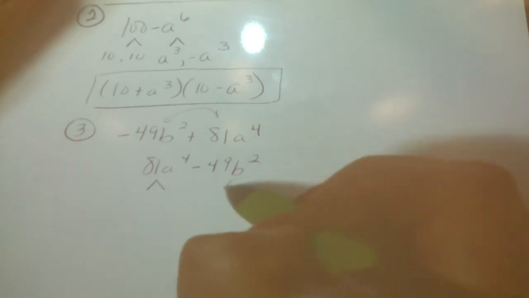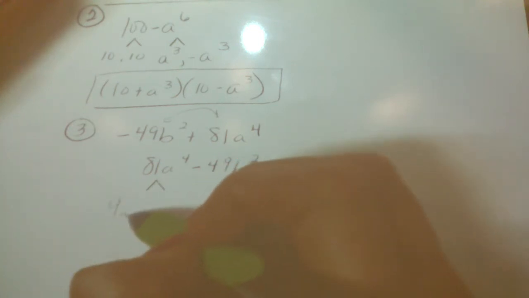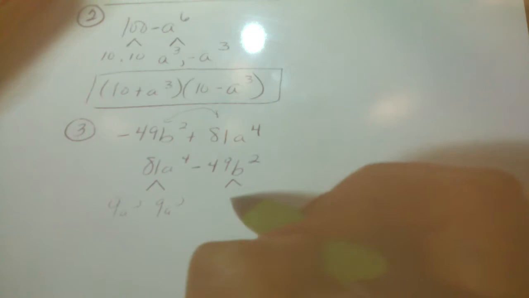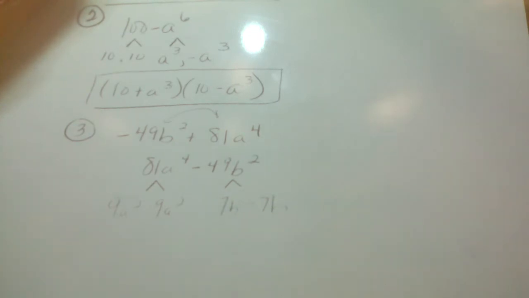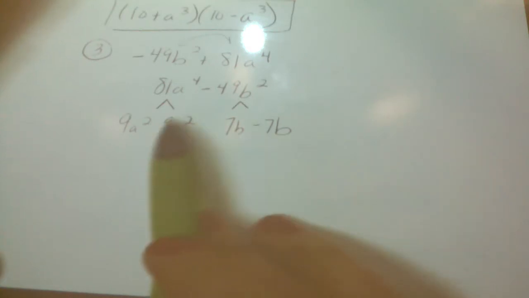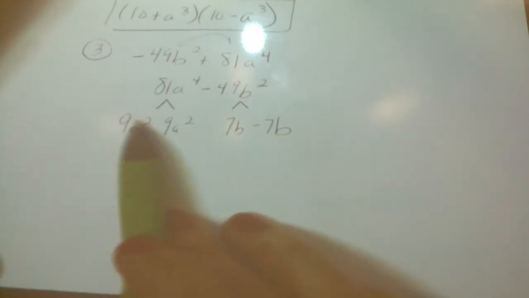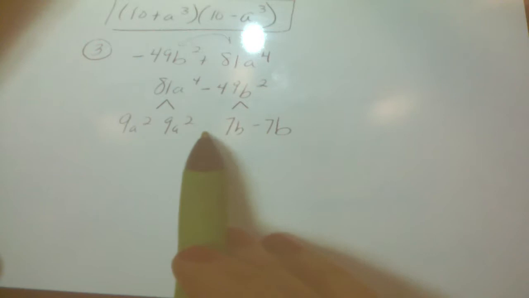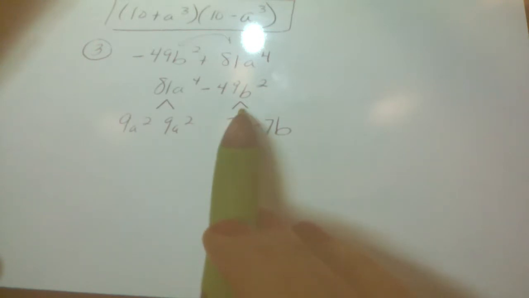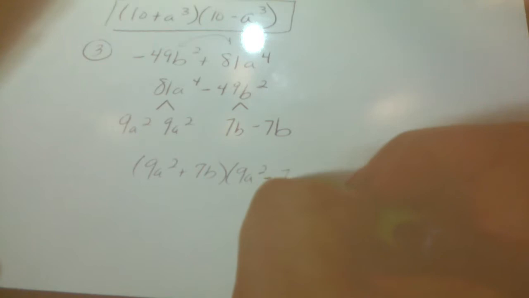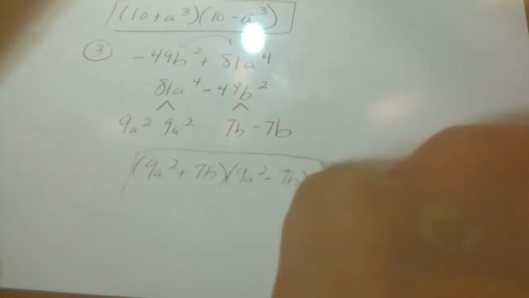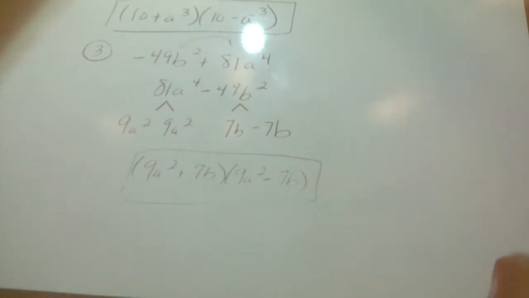Now I can do differences of squares. I've got 9a squared, 7b, and negative 7b. 9 times 9 is 81. A squared times a squared is a to the fourth. 7 times negative 7 is negative 49. B times b is b squared. So I've got 9a squared plus 7b, 9a squared minus 7b.